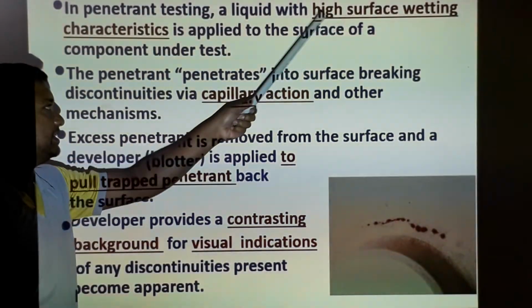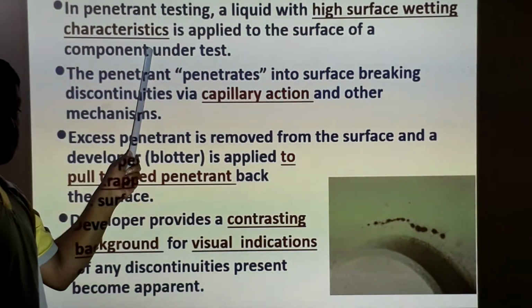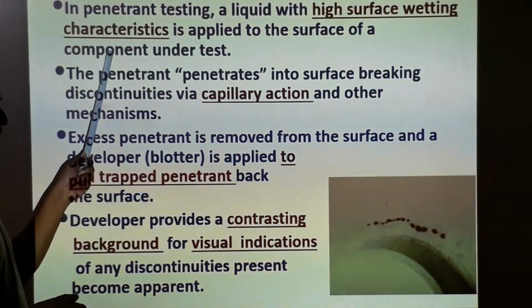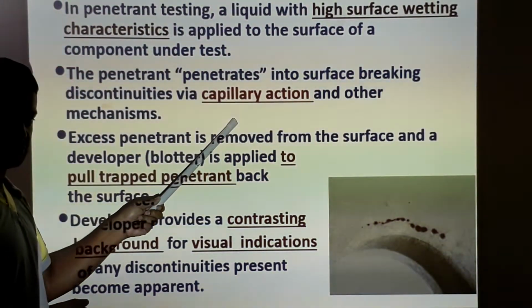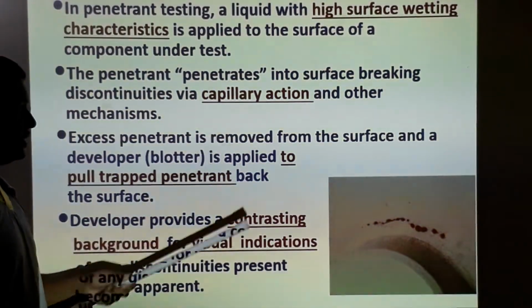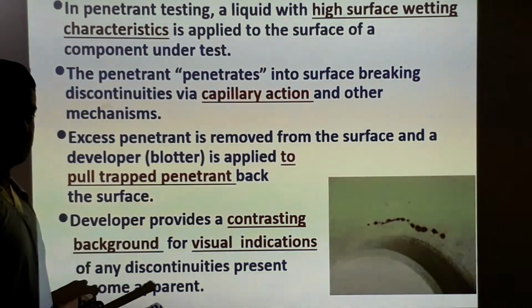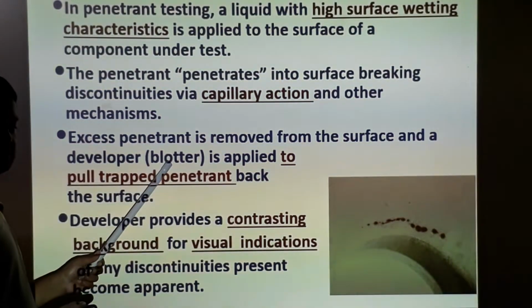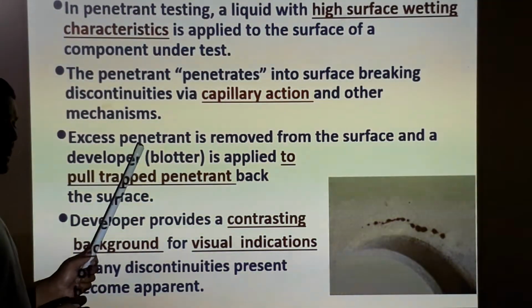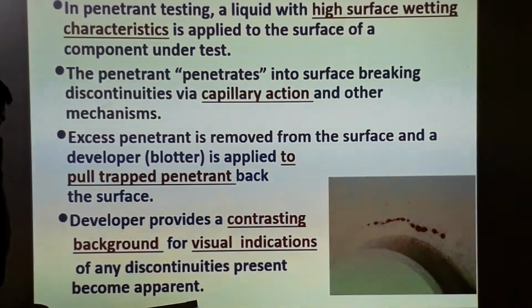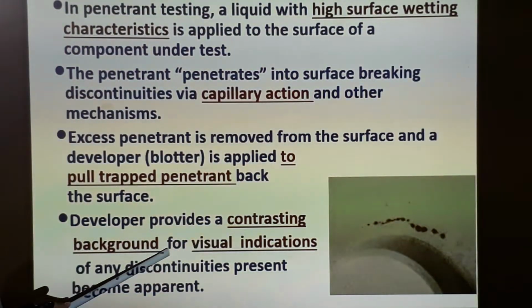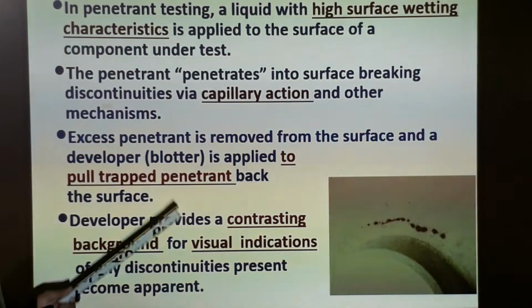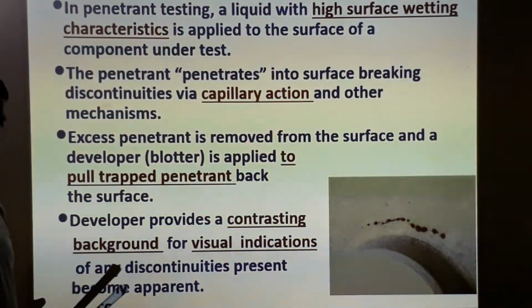First is the high surface wetting characteristics. What it is and what its role is in penetrant testing, we will discuss. Second, the capillary action. We need to know some fundamentals about capillary action and how it affects the penetrant testing process. Third is the blotting action. The developer acts like a blotter, and what is the blotting action? And the last thing is that the developer provides a contrasting background and the visual indications. So these four principles you need to remember and understand for the principles of penetrant testing.